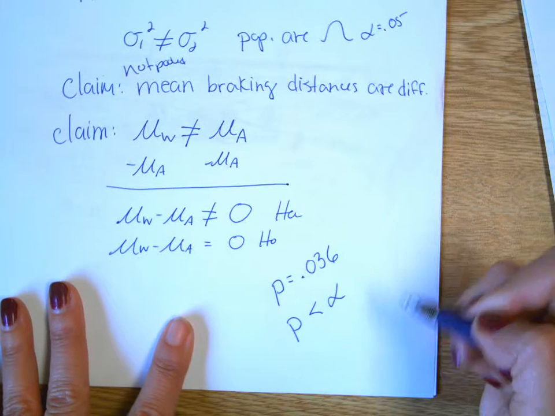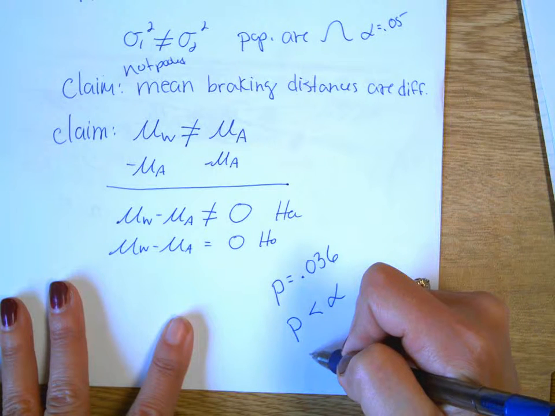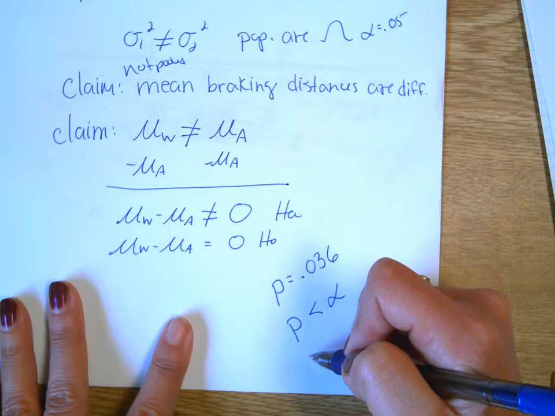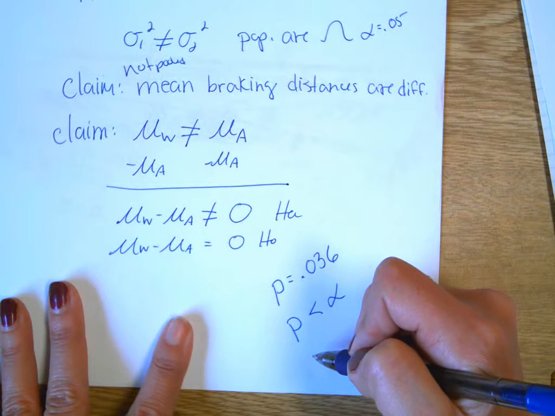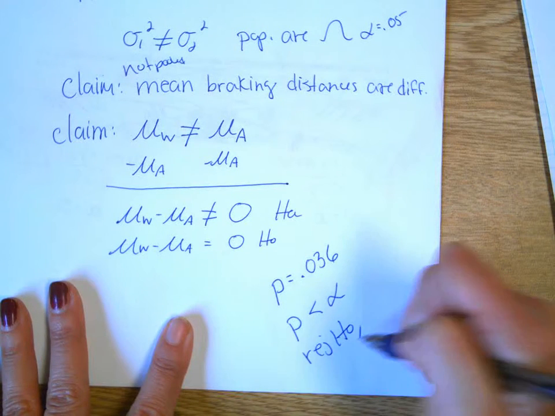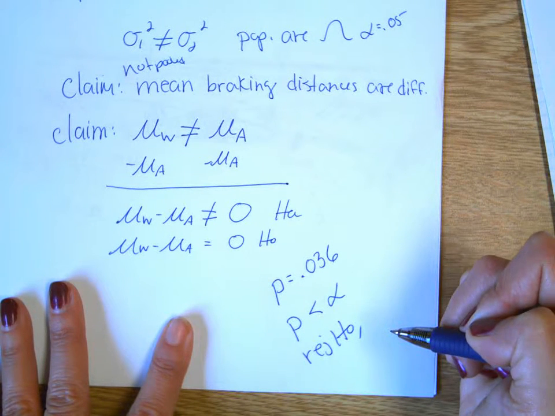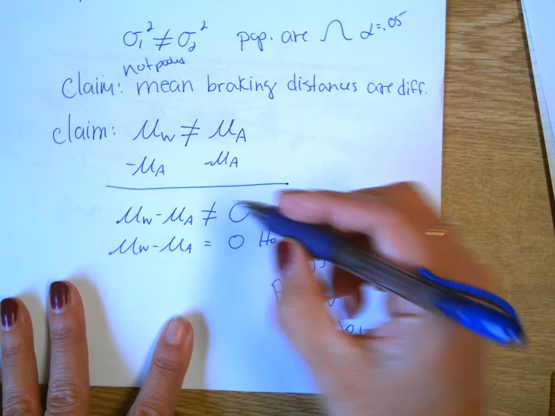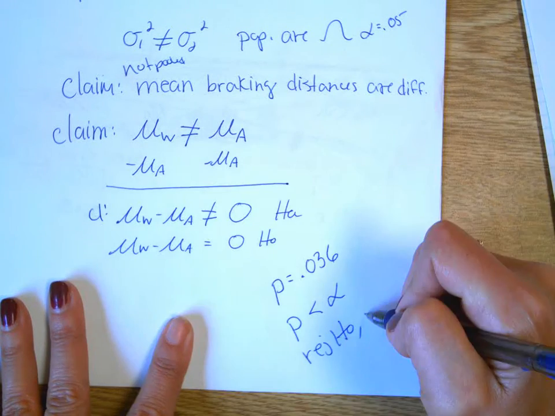So if P is smaller than alpha, what are we deciding here? Same thing all the way through. Reject. Small probability, probably not going to happen, so we're going to reject the Ho, because that's what we tested. What does that say about the claim? Because the claim was the Ha. Claim is true.